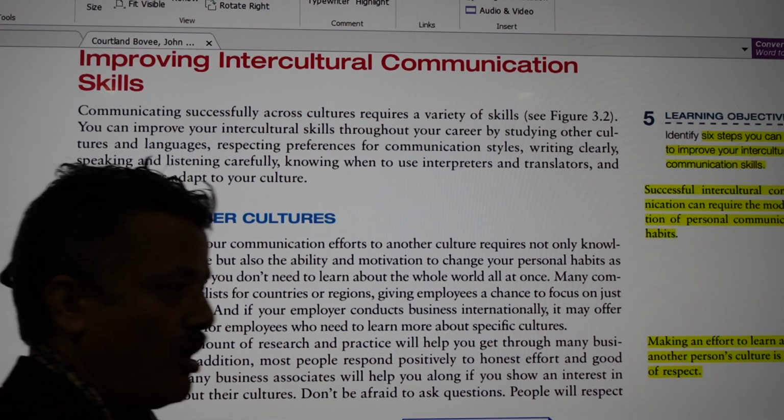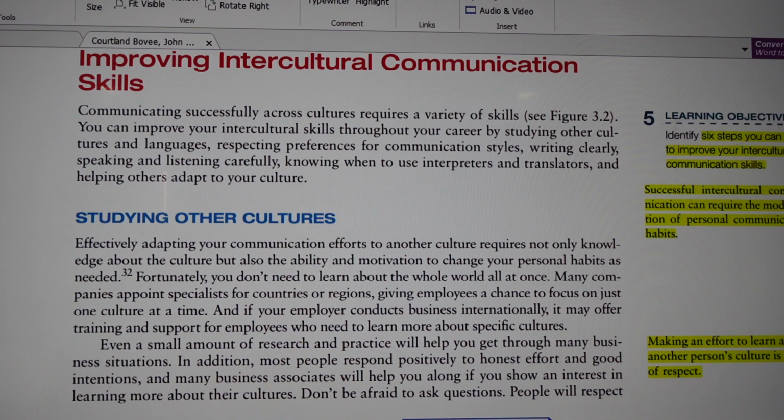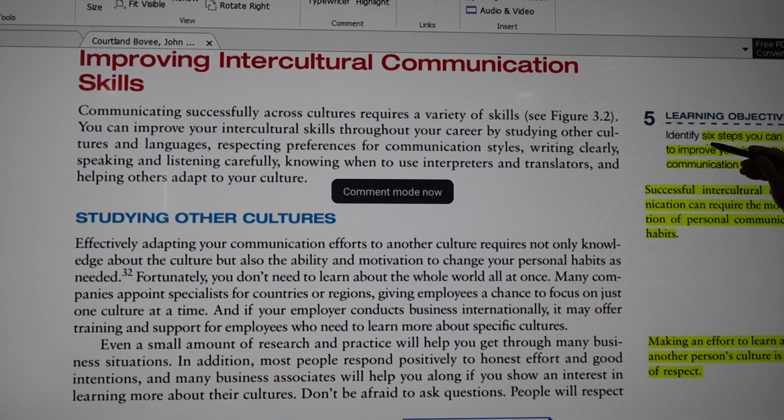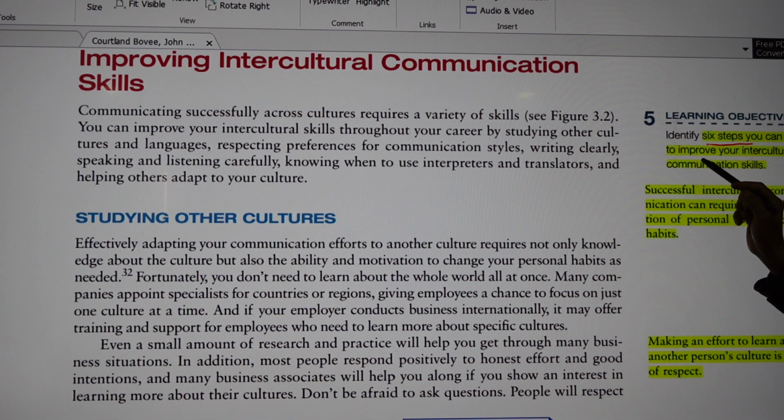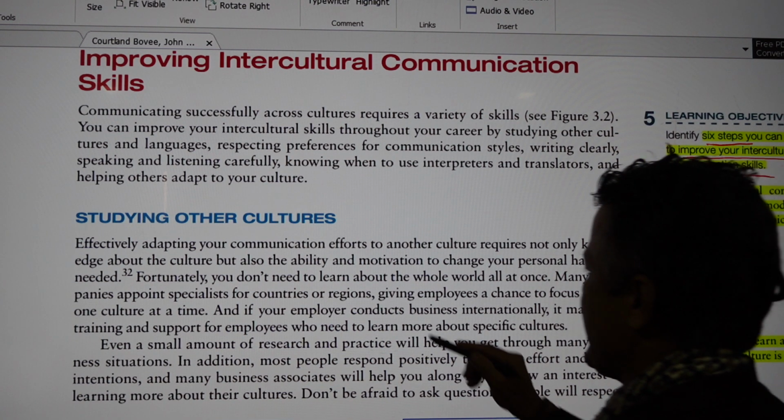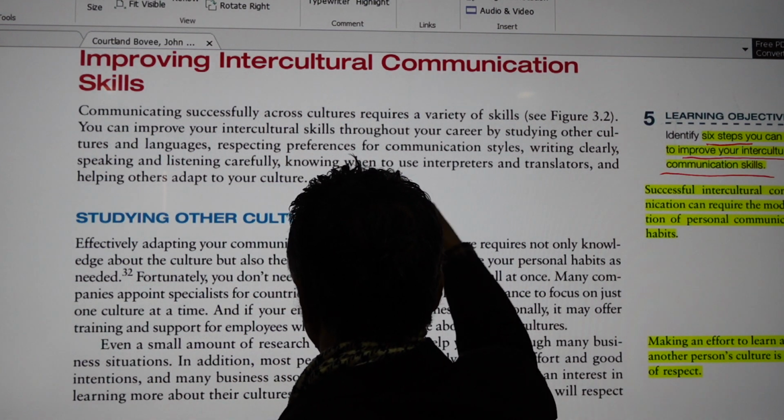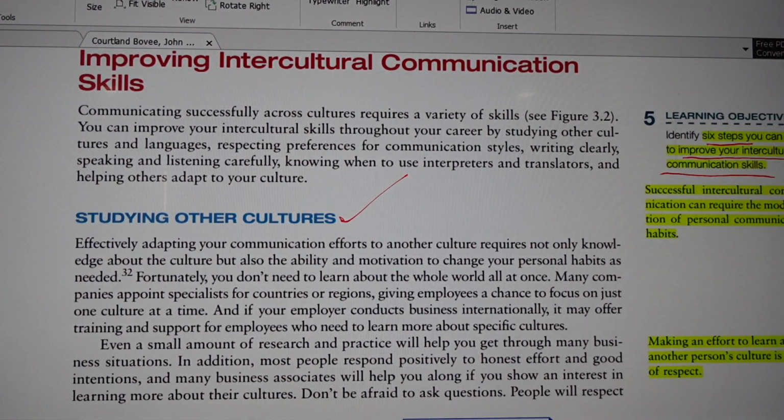So in learning objective 5, we will learn about the 6 steps to improve your intercultural communication skill. How to improve your intercultural communication skills. What are the 6 steps? Number 1, always study the other culture. Study the other culture. Here are the steps in this picture.